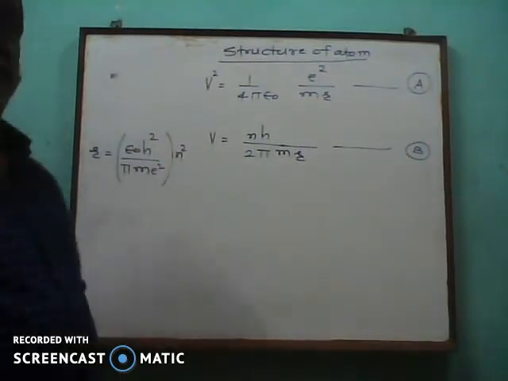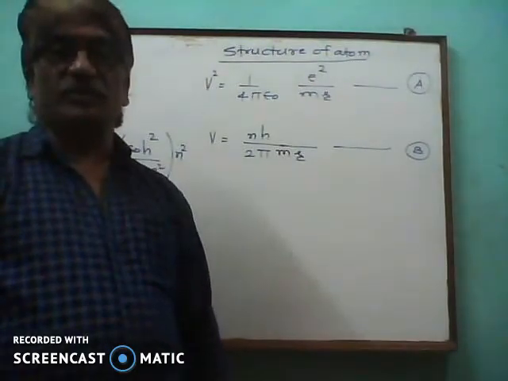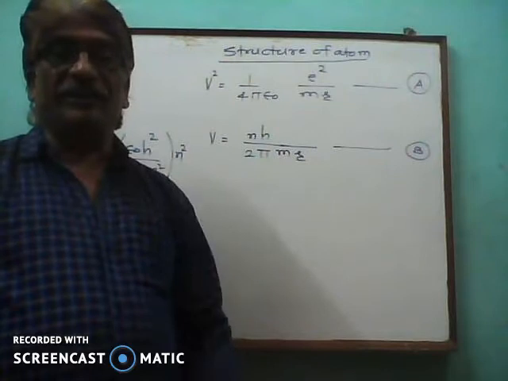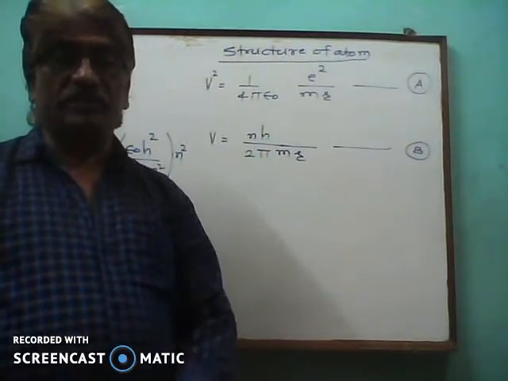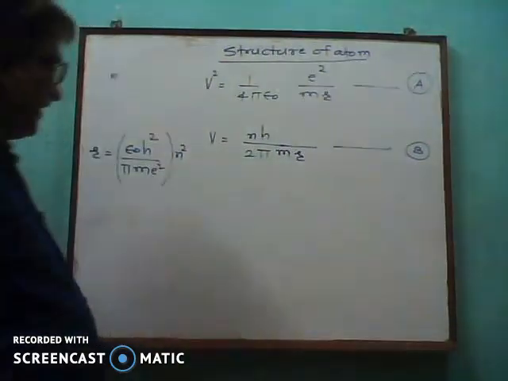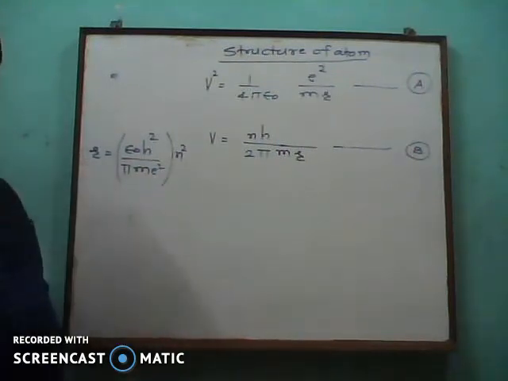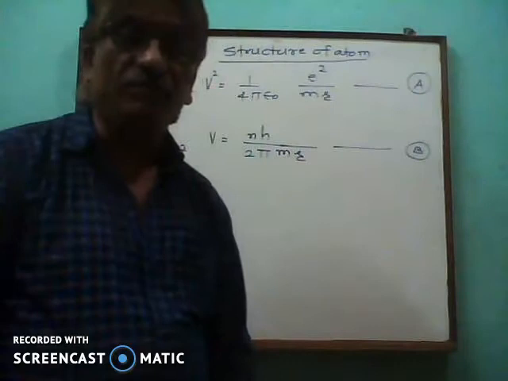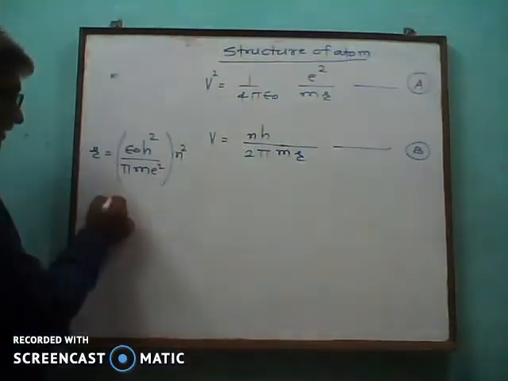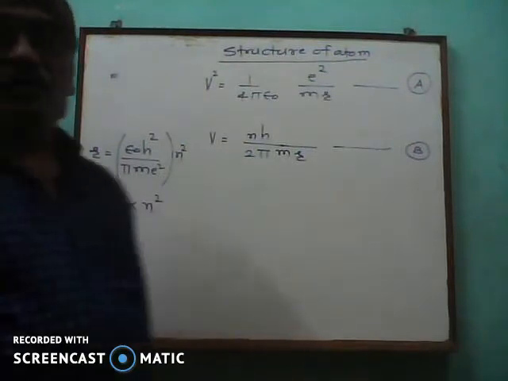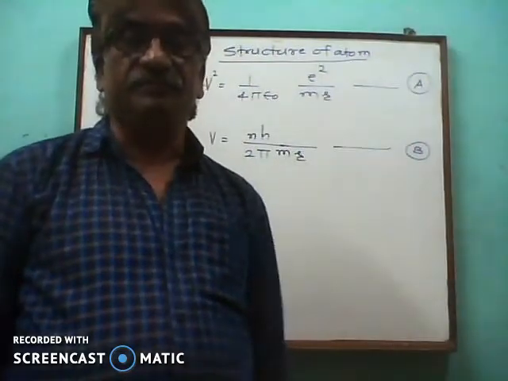That expression is the expression for radius of circular orbit in Bohr's theory of hydrogen atom. If the bracket term is constant, then the radius is directly proportional to the square of the principal quantum number. Here the radius is directly proportional to the square of the principal quantum number.